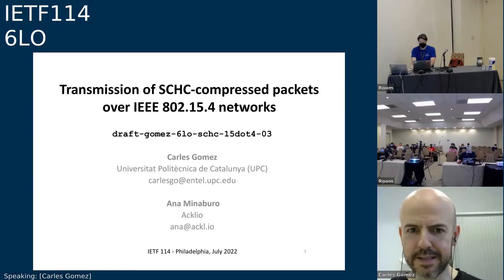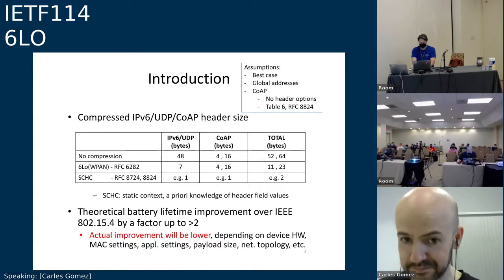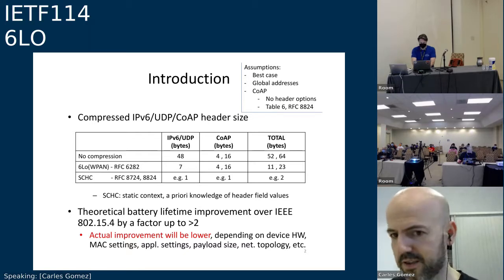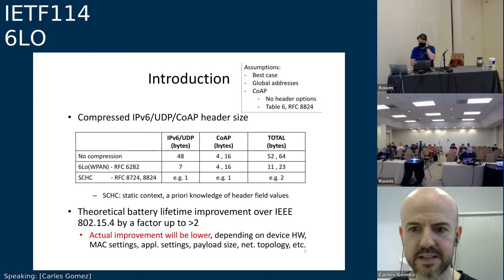Next, please. So basically, this is about the motivation for the draft. The idea is that with SCHC, in some cases, we are able to achieve a greater header compression ratio than with traditional 6LoWPAN header compression, especially if we also consider compression of application layer protocols like CoAP. So the expectation is this should lead to some significant performance improvement. Next, please.